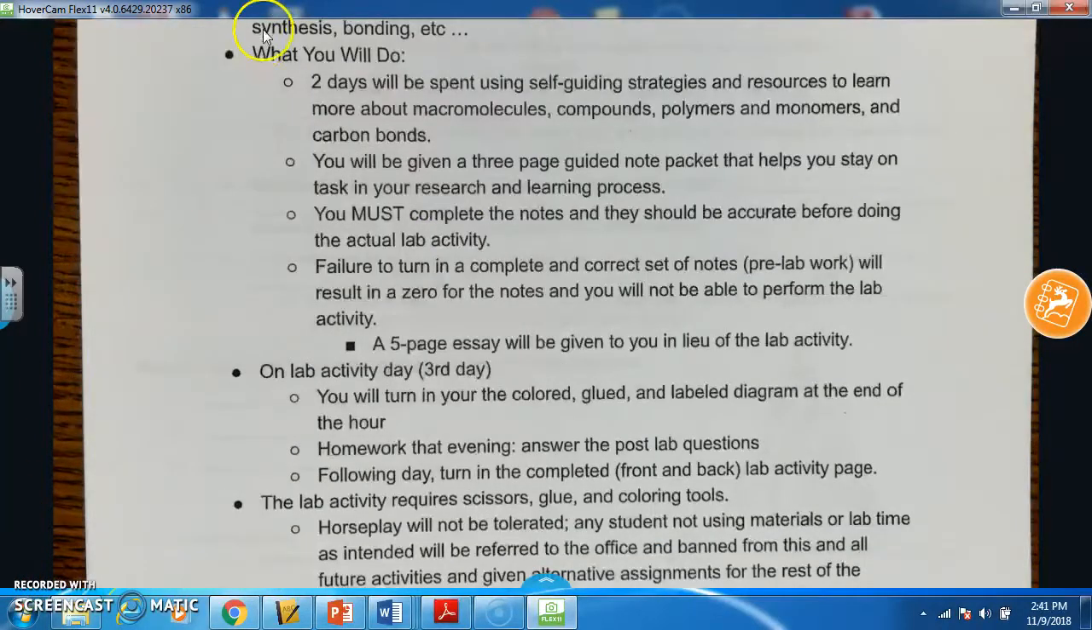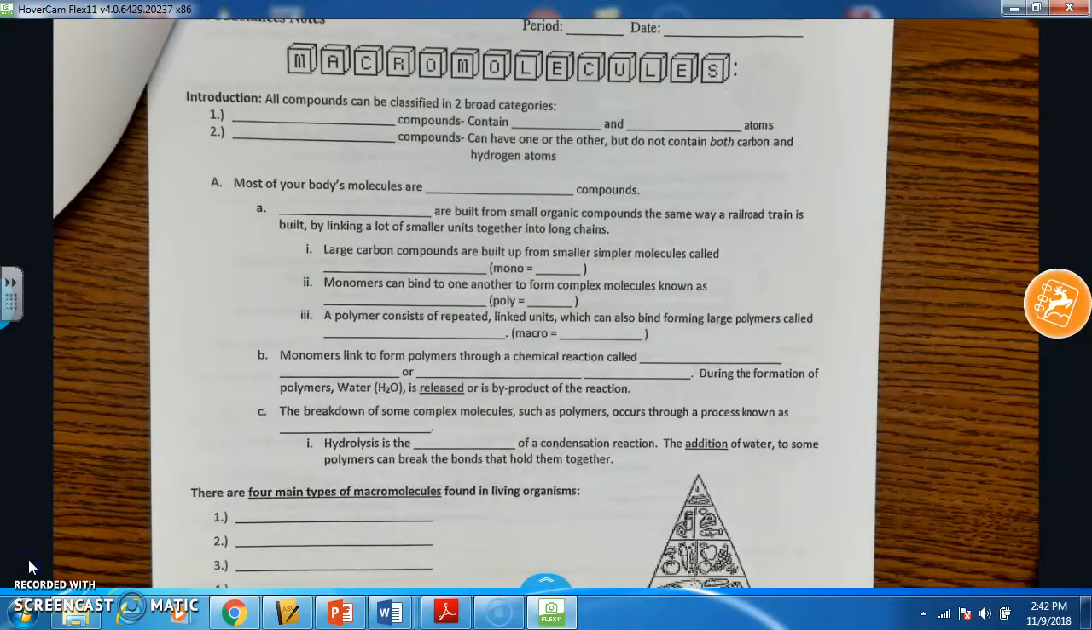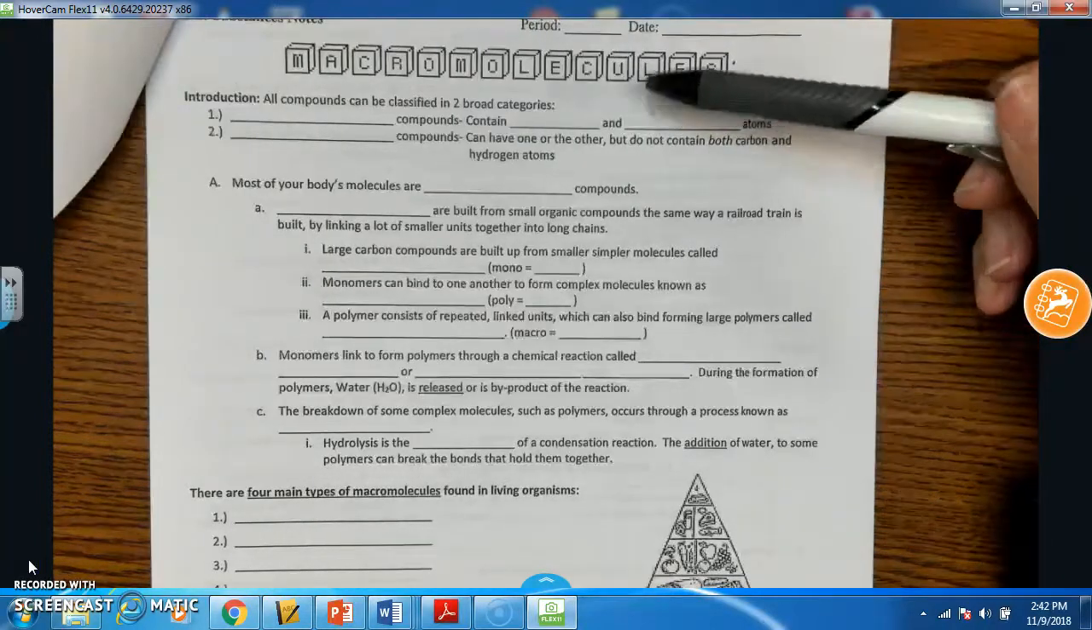So this is what you will be doing. We're getting out of our book. For 2 days will be spent using self-guided strategies and resources to learn more about macromolecules, compounds, polymers and monomers, and carbon bonds. Next, you will be given a 3-page guided note packet that helps you stay on task in your research and learning process. And that is 3 pages as stated before, and this is what it looks like.